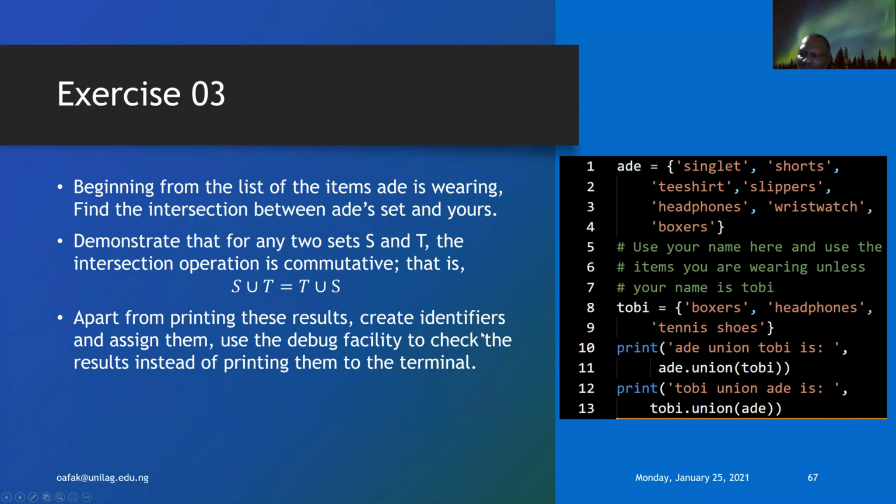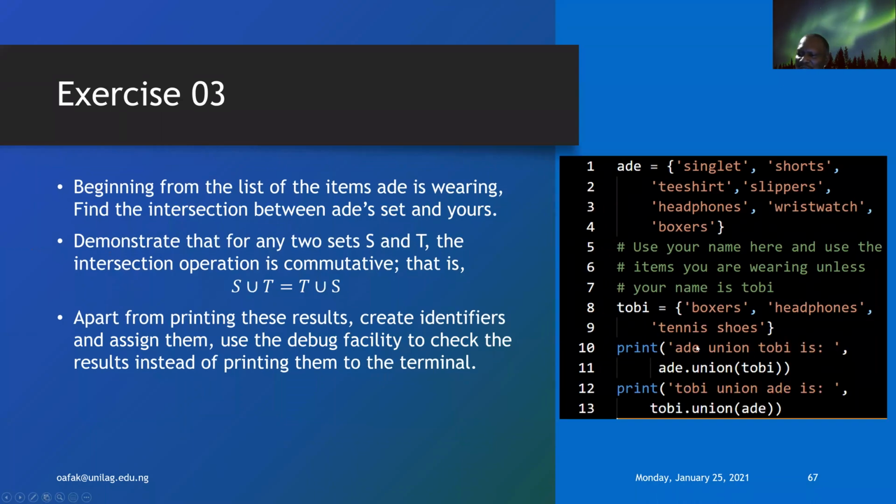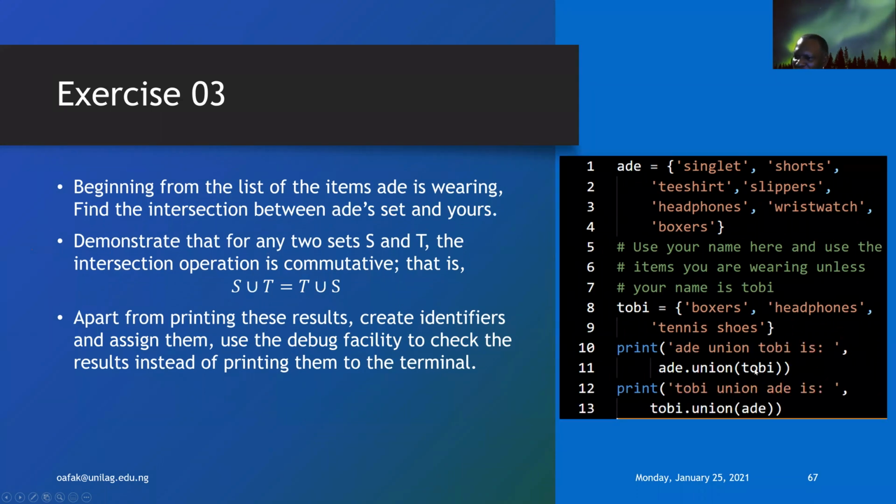Here, the difference between these two is that you just print. The print statements here are annotated. You are saying Ade union 2B is, then 2B union Ade. In the other one, you just print and you don't know what you are printing. Here, it is going to type what you are printing before printing it. So that is just a slight difference. Number 2 and 3 are almost the same.